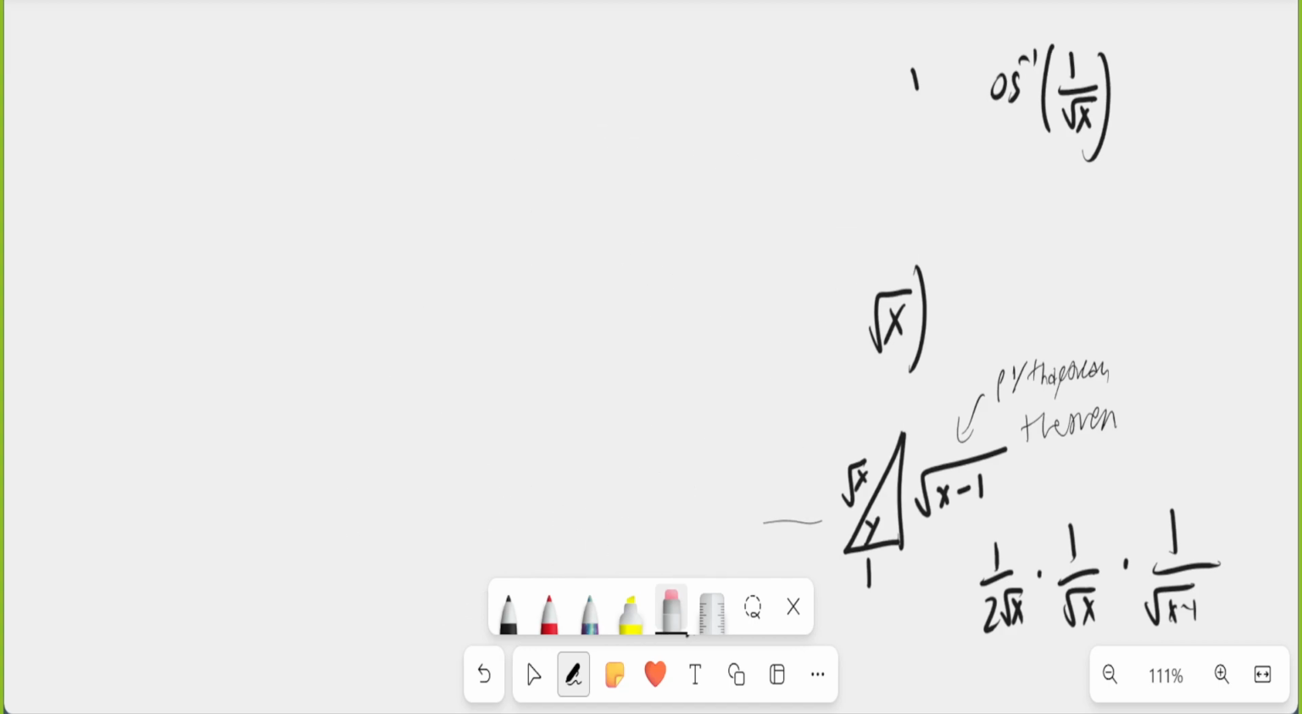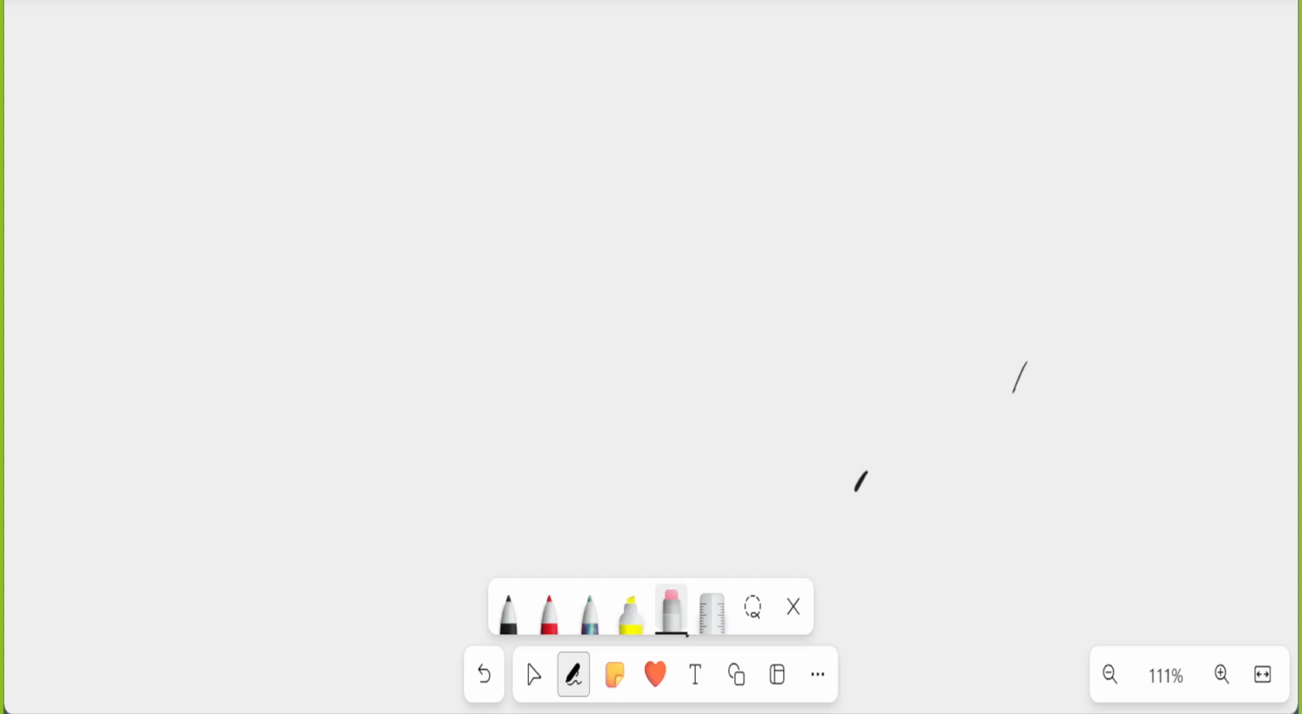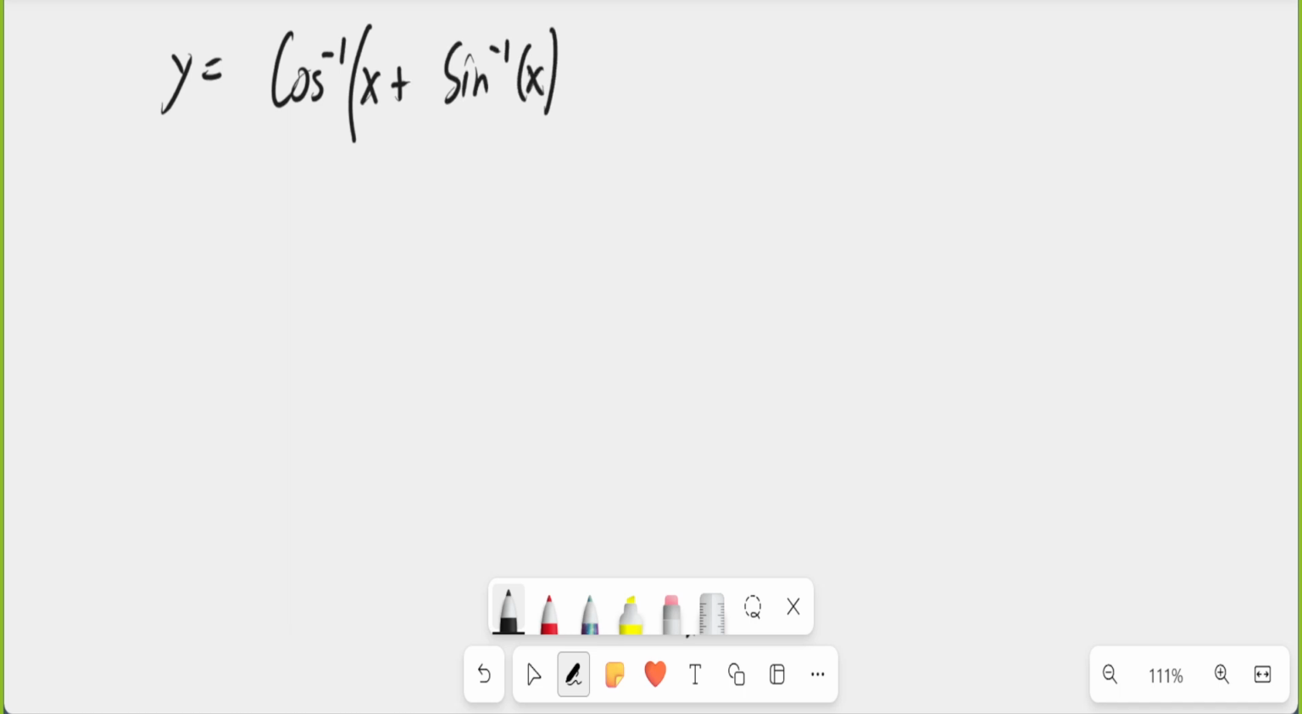So what do we want to do exactly? We want to do y is equal to cosine inverse of x plus sine inverse x. Okay, so I think the best way to do this is using the chain rule. So we find cosine inverse, and then we do the derivative of the inside, and we multiply them both, instead of trying to do this by taking the cosine of both sides. So let's say u is equal to cosine inverse of x, right?